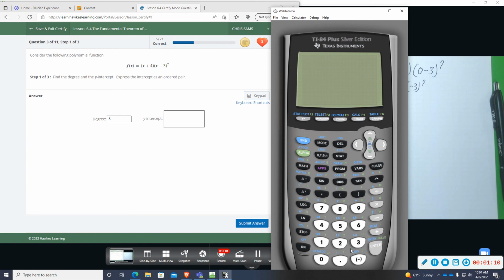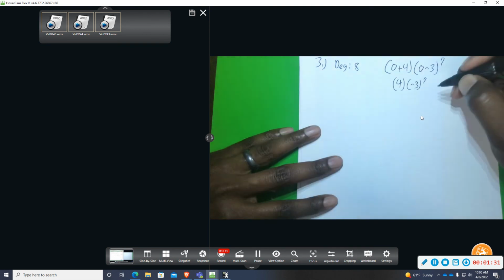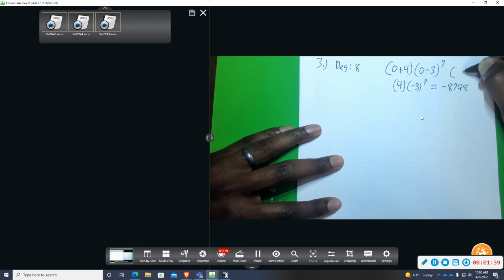So if I do negative 3 raised to the 7th, I get negative 2187, and then I have to multiply that times 4. And that gives me negative 8748. So this is negative 8748. And so as an ordered pair, x is 0 and y is negative 8748.